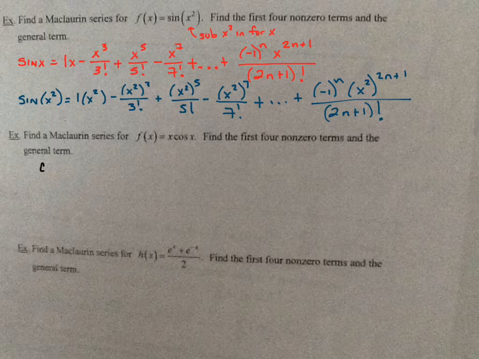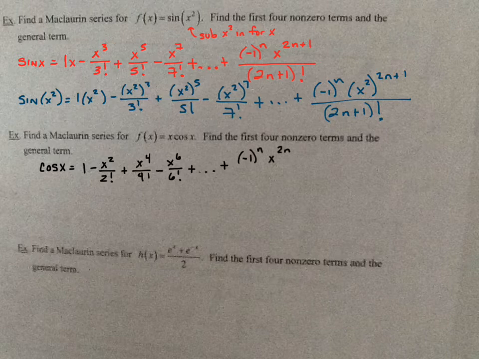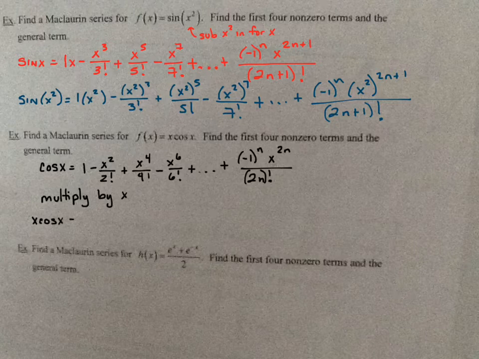So if you have x cosine x, find the first non-zero terms and the general term. Let's start with cosine x, which is 1 minus x squared over 2 plus x to the 4th over 4, all even numbers, plus negative 1 to the n, x to the 2n over 2n factorial. And if I want that multiplied by x, all we have to do is multiply everything by x and distribute the x into each term.